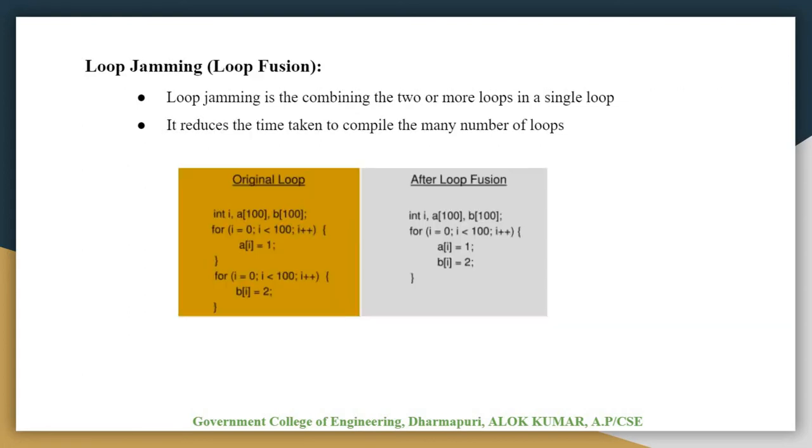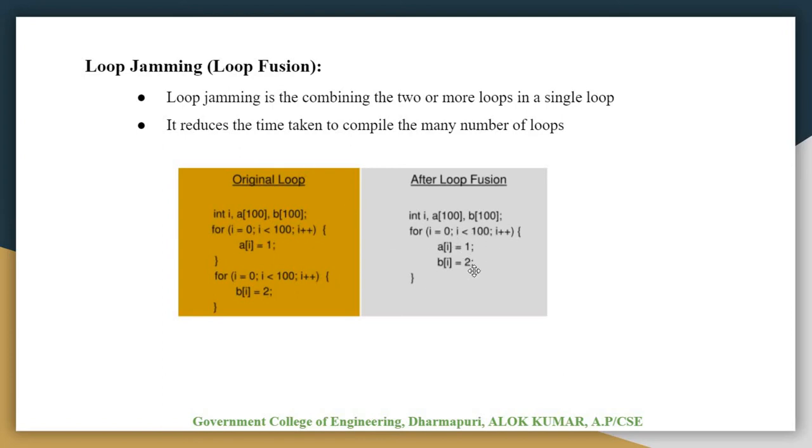Next we will see loop jamming, which we also call loop fusion. Loop jamming is the combination of 2 or more loops into a single loop. It reduces the time taken to compile many loops. Just see this example: for this code we are executing 100 times, and for this code also 100 times. So we can do this in the same single loop. Like this, this is loop fusion, or loop jamming.